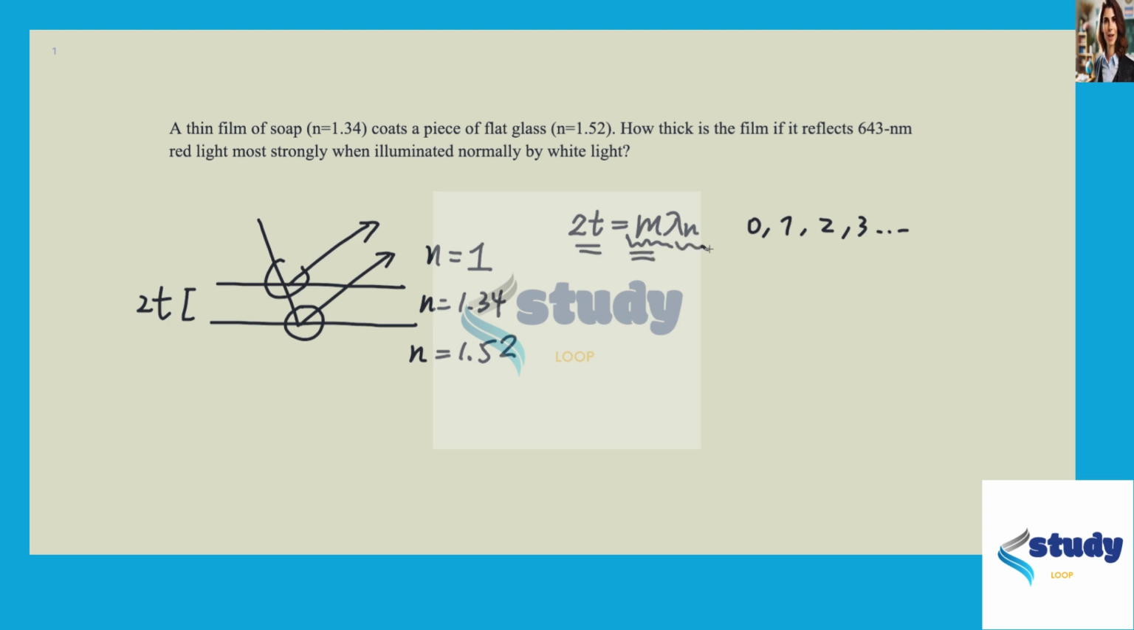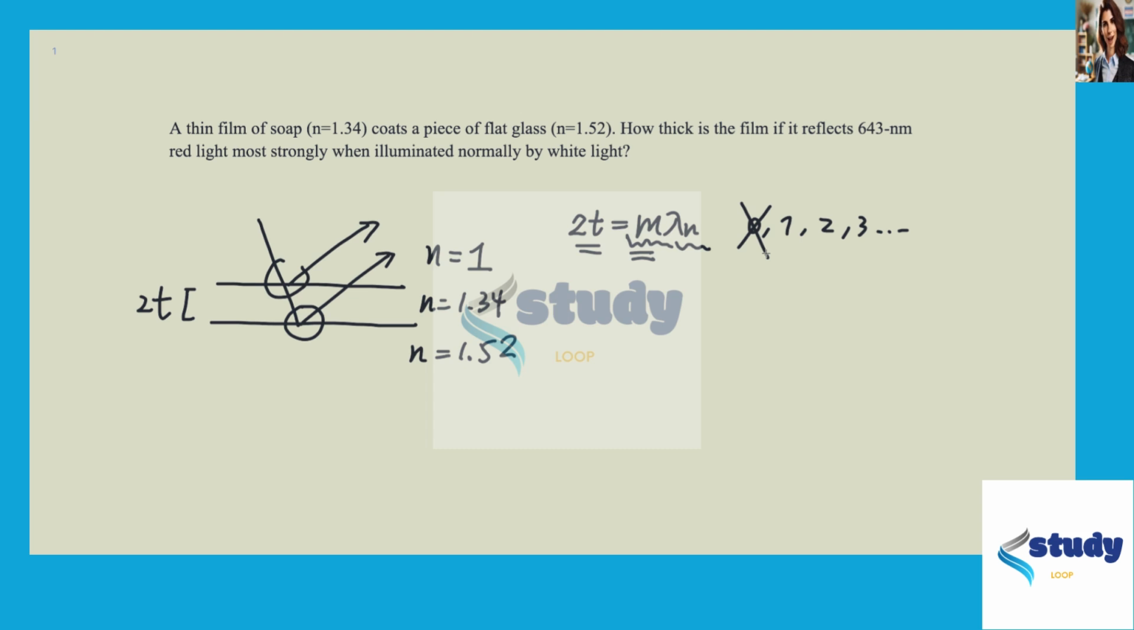So if you have white light incident onto a zero thickness coating, all the white light will be reflected. But right now you have white light incident onto the coating, and only the red light is most strongly reflected. So that means it cannot be 0, otherwise other wavelengths will be equally strongly reflected. So we start with m equals 1.